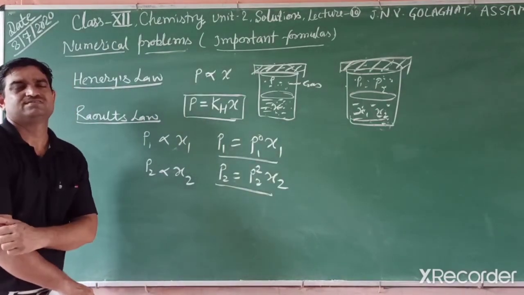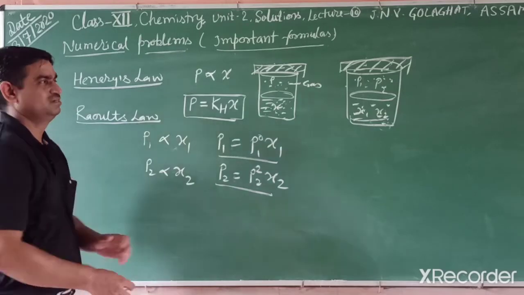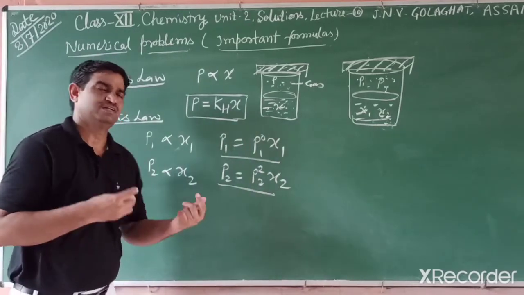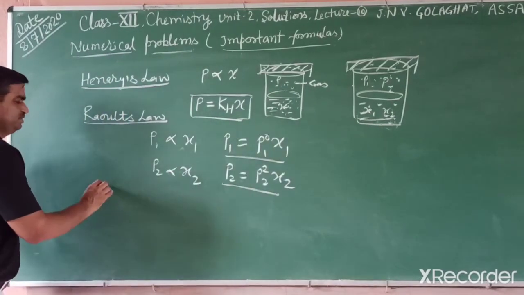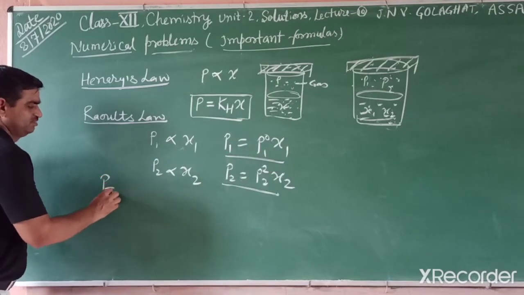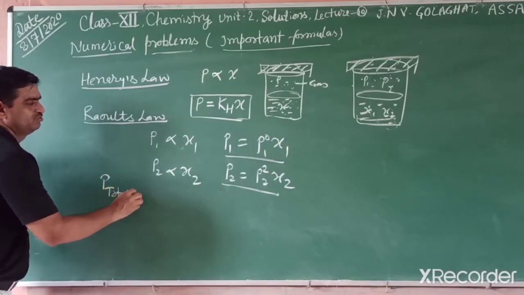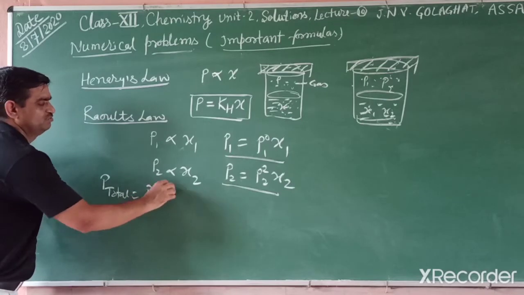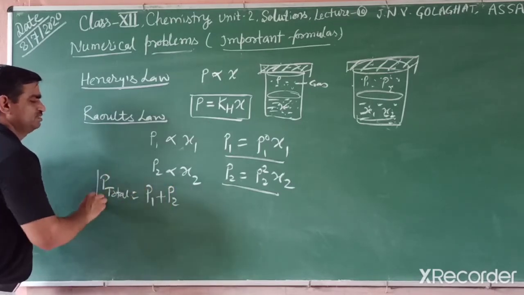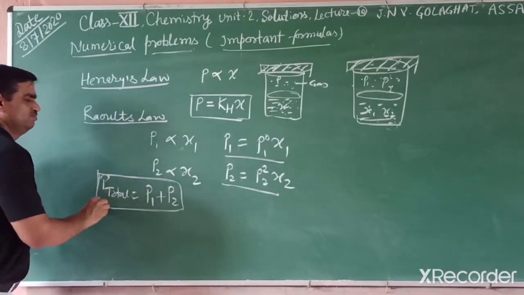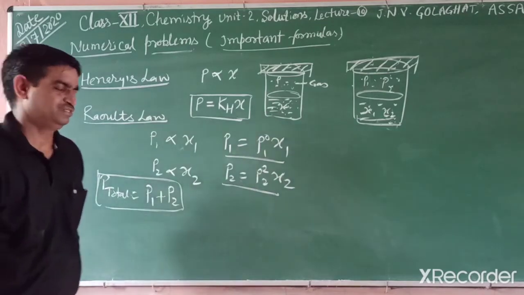Another law is Dalton's law of partial pressure, which we already studied in 11th class. How can you find P total? P total is equal to P1 plus P2. We know the total pressure is equal to the sum of the partial pressures of all the components.